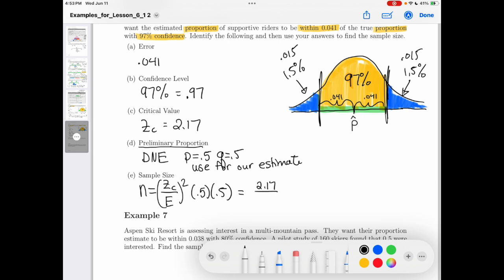So Z critical is 2.17, the error is 0.041. We're going to square that and multiply that by 1/4 or 0.25. We get 700.312314. And again, we always round up. So the final answer is going to be 701 members need to be in this sample.